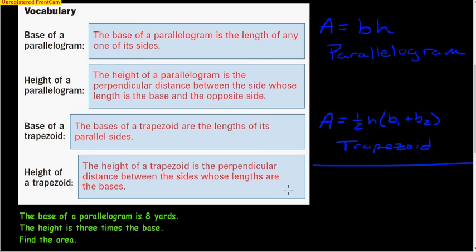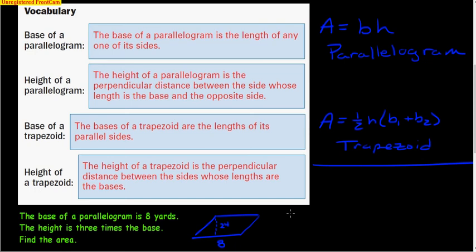Okay, so we're going to jump right into example 1 here. I've got it down here at the bottom. The base of a parallelogram is 8 yards. So I'm going to squeeze it right in down here. Usually parallelograms look like that. And so I'm going to just put an 8 down there, and the height is 3 times the base, so that's pretty easy. I'm going to draw in a height that's not really part of the parallelogram, so I'm going to put it in dashed lines. So 3 times the base is 24.